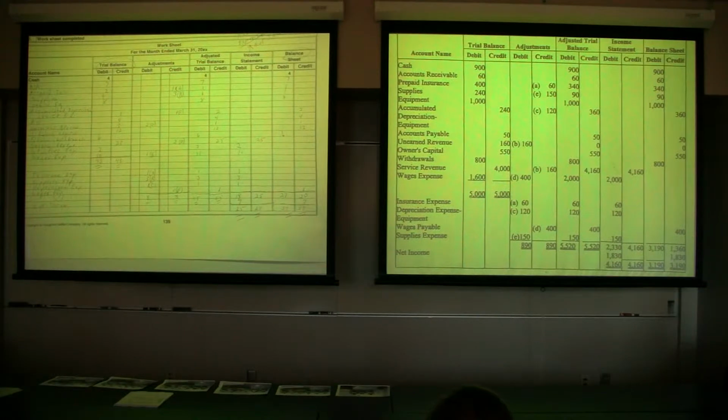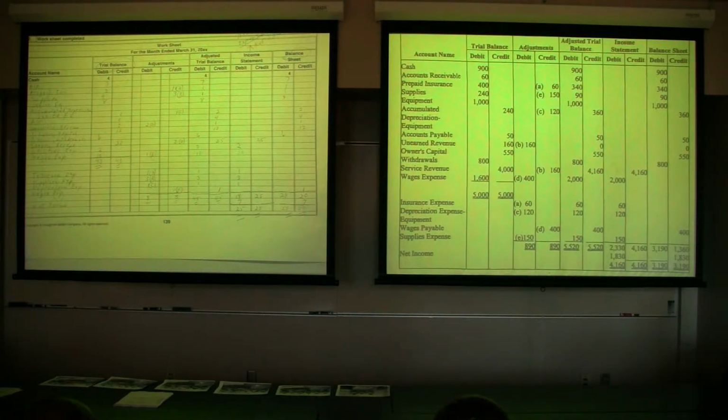Now, what questions are there before we move on? So the worksheet, again, what it does is organize everything in one place. It's easy to see errors. There are a lot of checks and balances as you go along. And again, just as before, when you find the net income and put it on the side of the smaller and they equal, all this cross-footing has been verified. So this catches a lot of errors a person can make, okay?